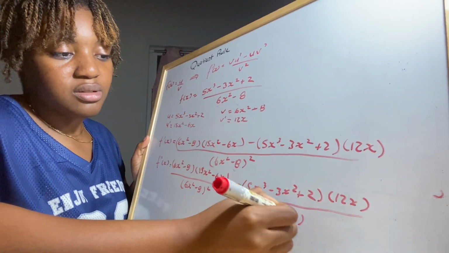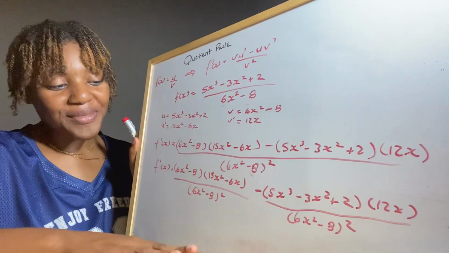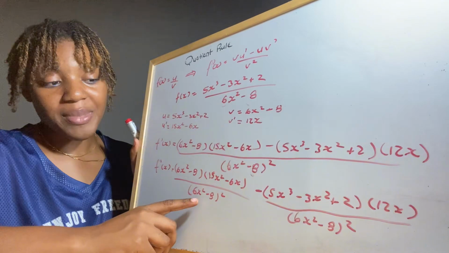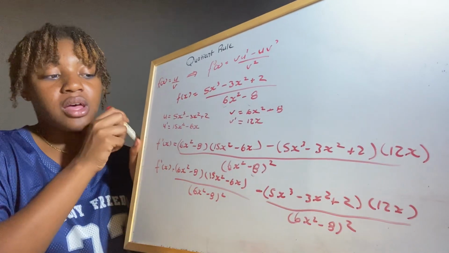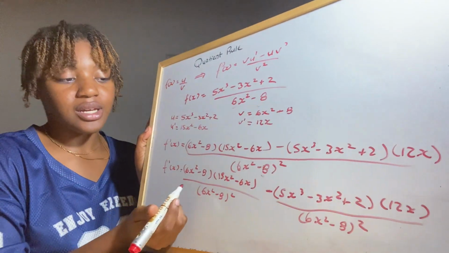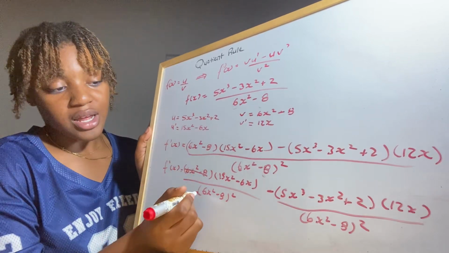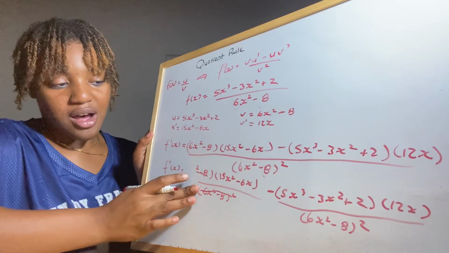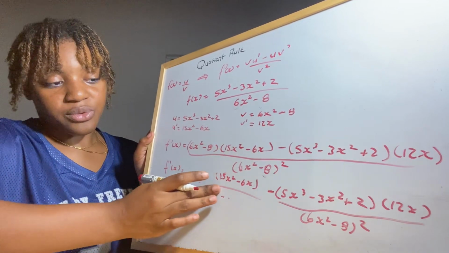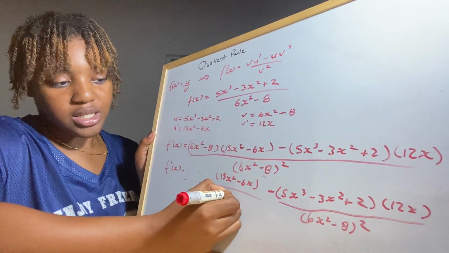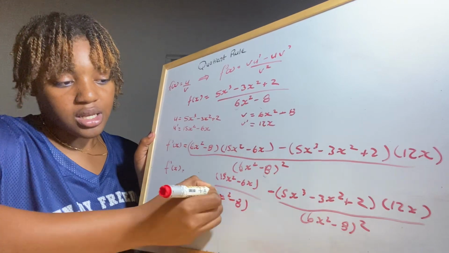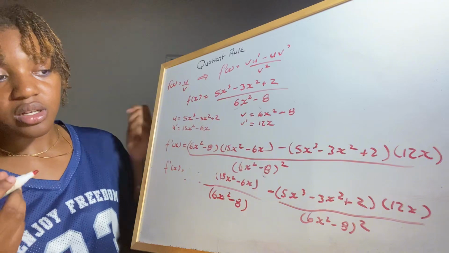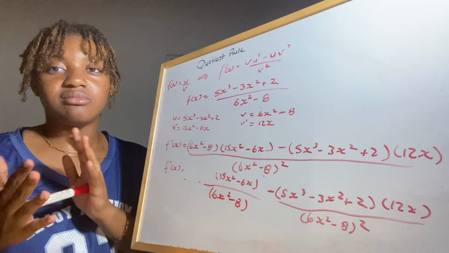So this is optional. From here, since we have the 6x squared minus 8 in the numerator and 6x squared minus 8 squared in the denominator, we'd cancel out the two, so this would be gone and we would have one left of this. So therefore, we would be left with 6x squared minus 8, and that would be it simplified. You do this if the question asks you to.